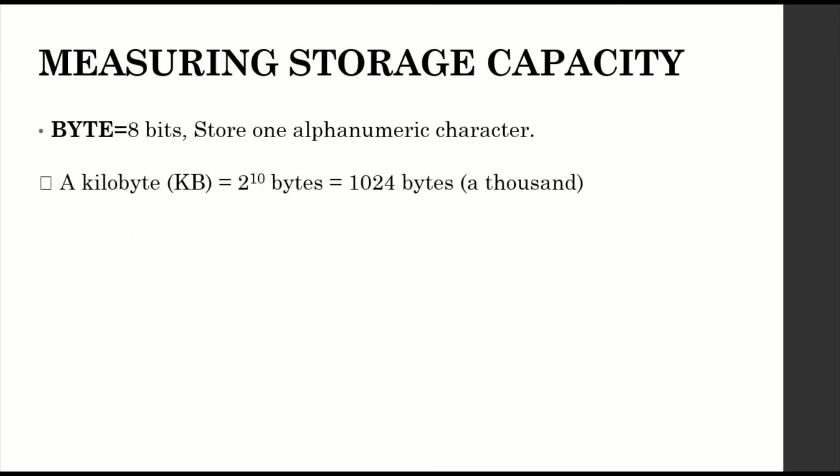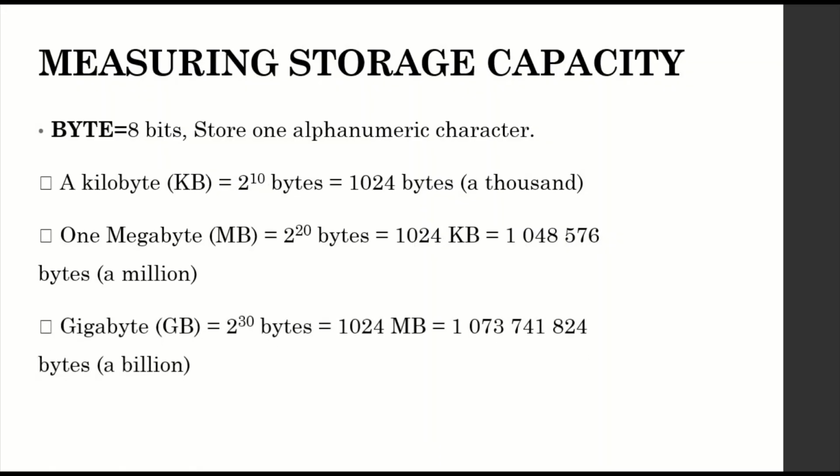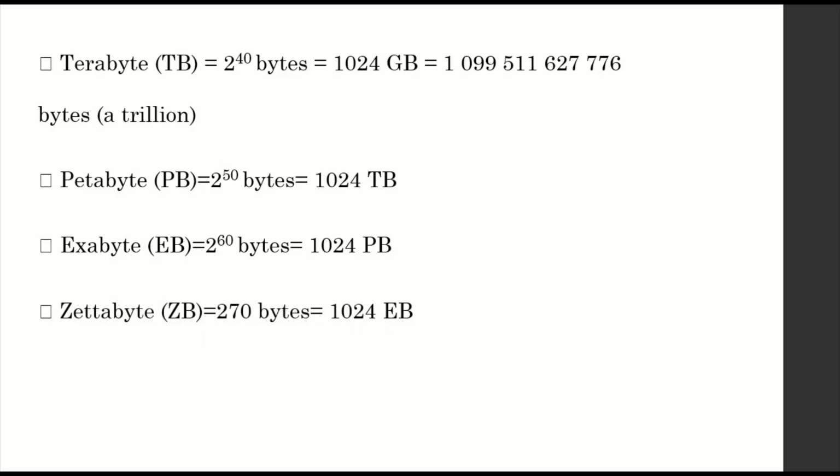Then when the bytes are 1024, they are called a kilobyte. So 1 kilobyte is equal to 1,024 bytes. Then when kilobytes are grouped together and they make 1,024, they are called 1 megabyte, as you see. Then when megabytes are put together and they make 1,024, they are called 1 gigabyte. So terabyte is equal to 1024 gigabytes. Petabyte is equal to 1024 terabytes, and so on and so forth. You can see exabyte, zettabyte, and yottabyte.